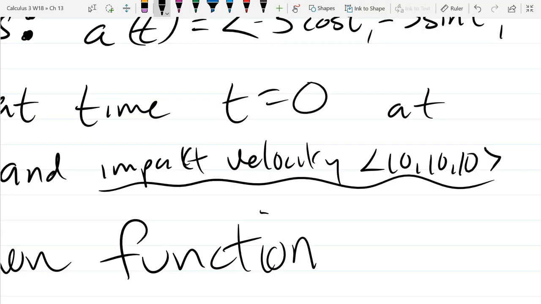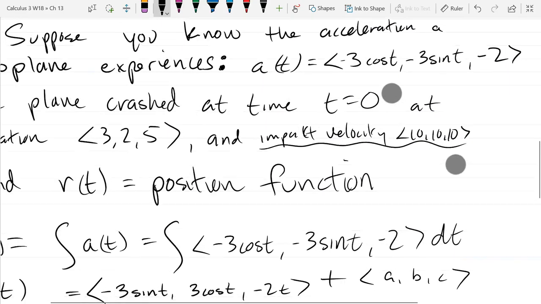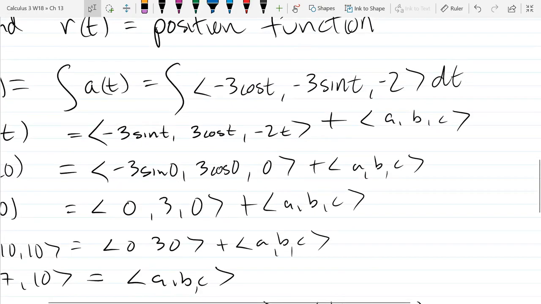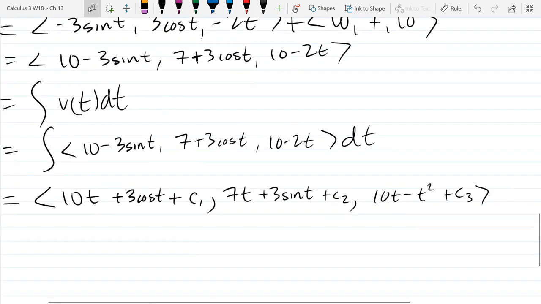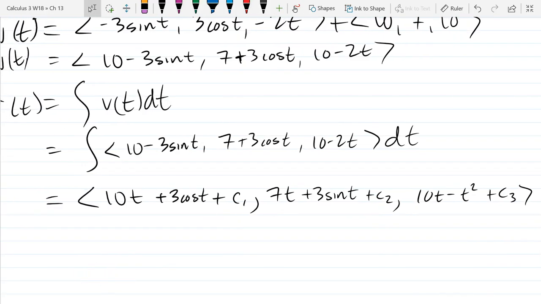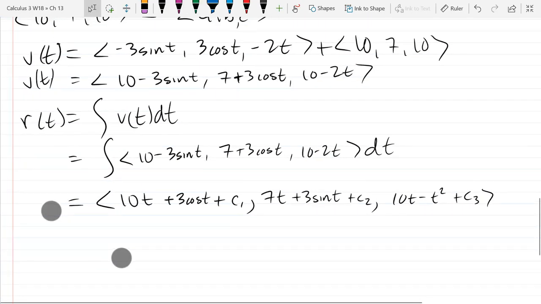So we'll also need the impact position, or else we won't know where to start. Is that impact velocity given in the question? Yeah, it would have to be given, or else you just have extra constants hanging around. So we're going to need to know our impact position, or our position at some other time value, in order to figure out these three constants. So this is good enough for us right here. But like I said, if you had r of zero or any other t value, if you knew your position, you can recover the entire position function. So we'll leave that right there.